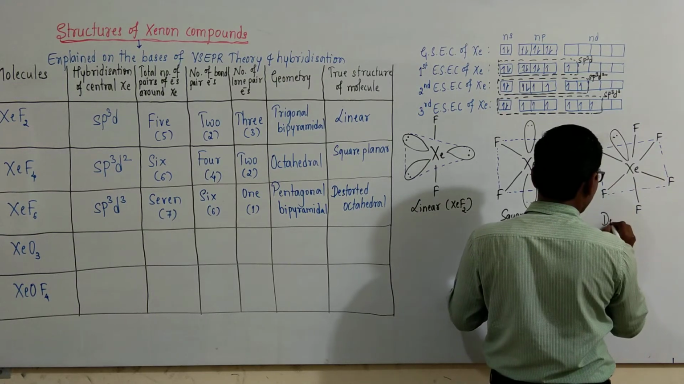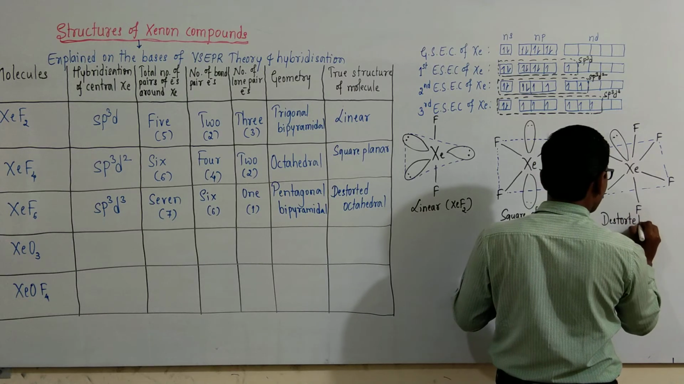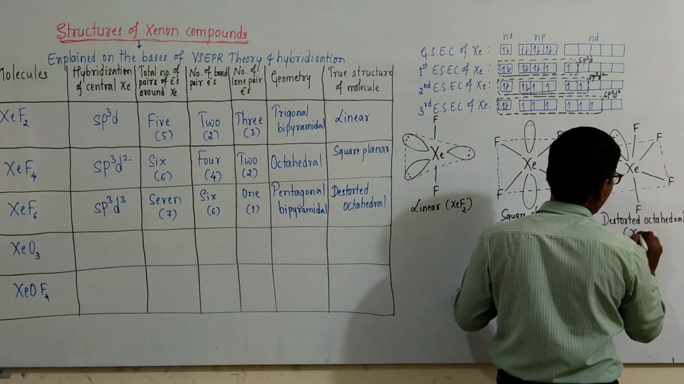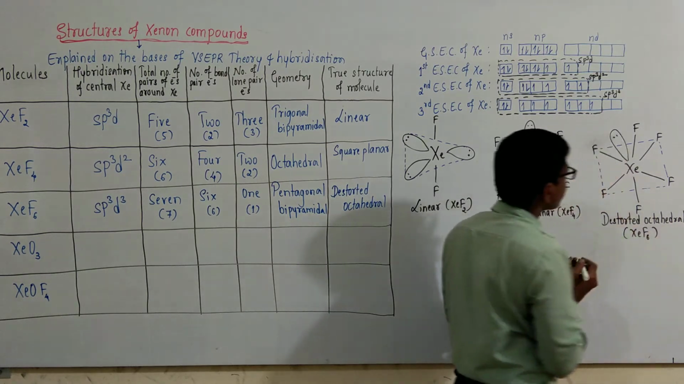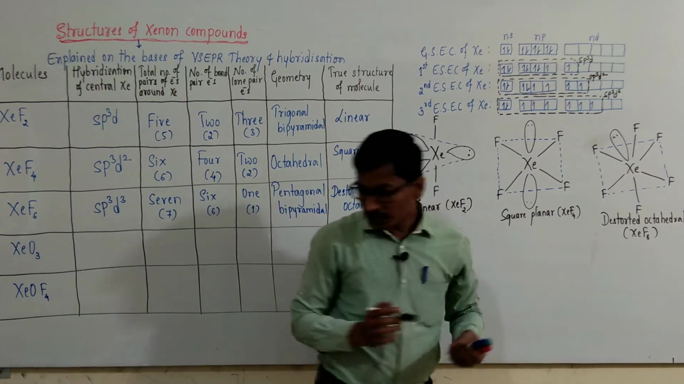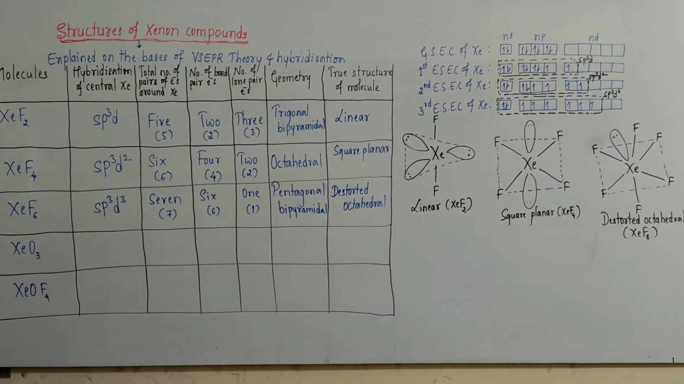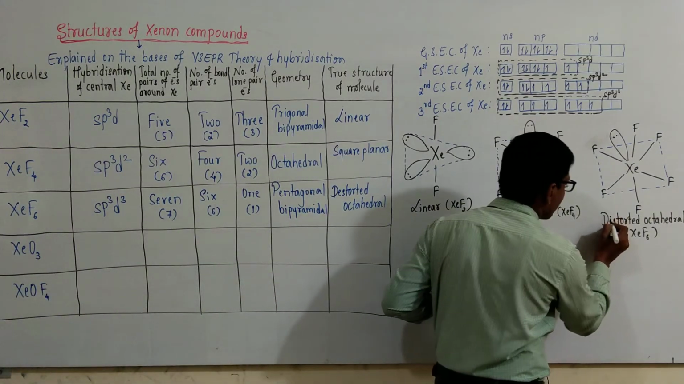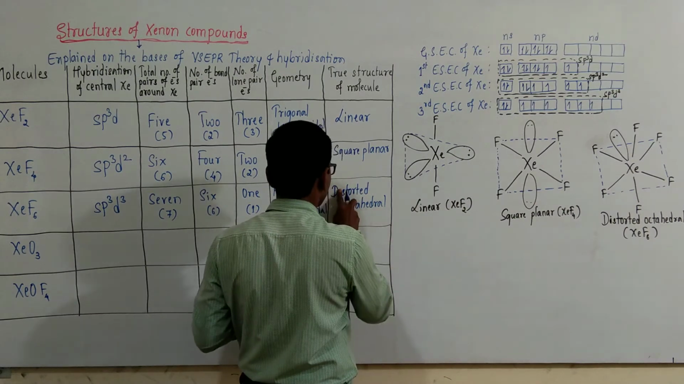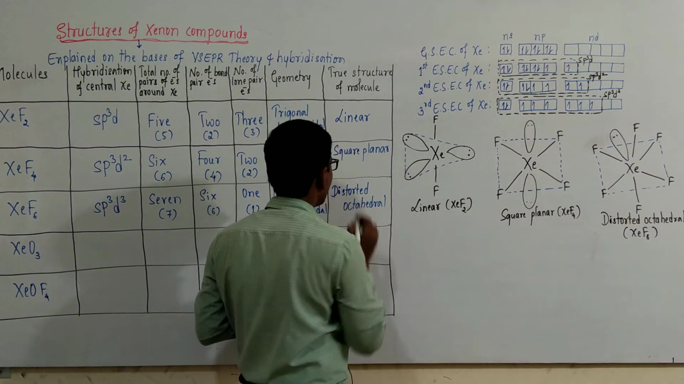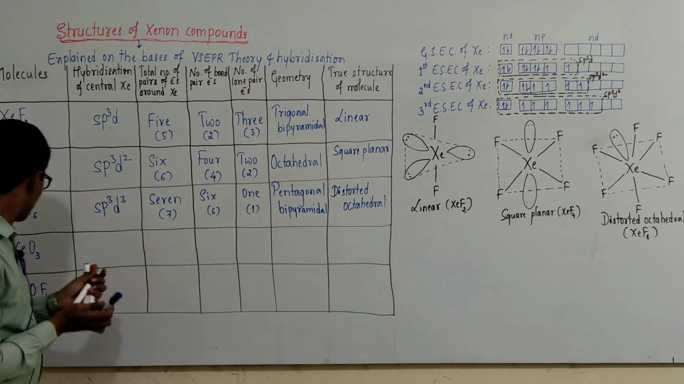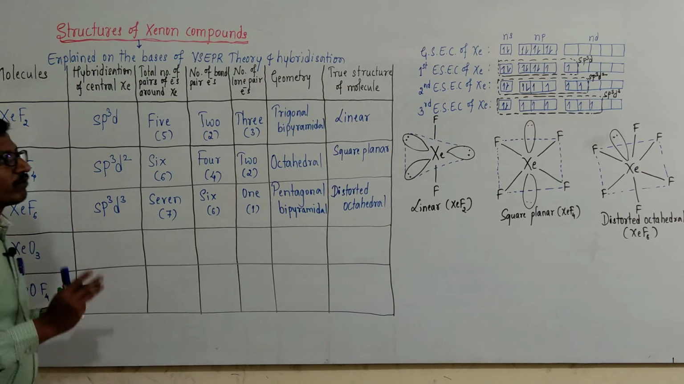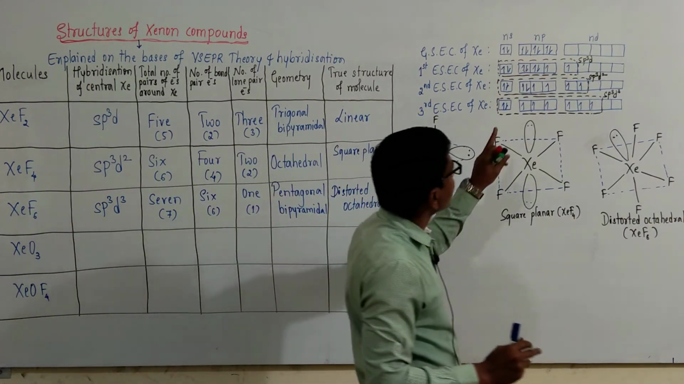This is octahedral XeF6. Due to one lone pair, it is a distorted octahedral geometry. Distorted octahedral. Next is XeO3. It forms 3 covalent bonds with oxygen.